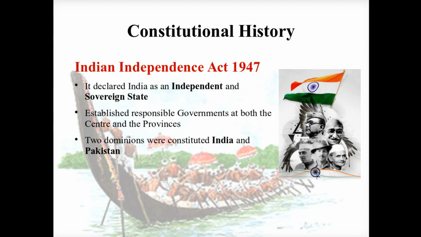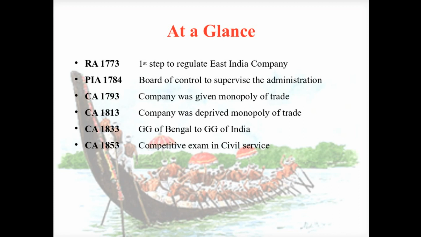We now take a quick glance at what we discussed. Regulating Act 1773, the first step to regulate the East India Company. Pitt's India Act 1784, Board of Control to supervise the administration of the company. Charter Act 1793, company was given monopoly of trade. Charter Act 1813, company was deprived of monopoly of trade. Charter Act 1833, Governor General of Bengal became the Governor General of India.